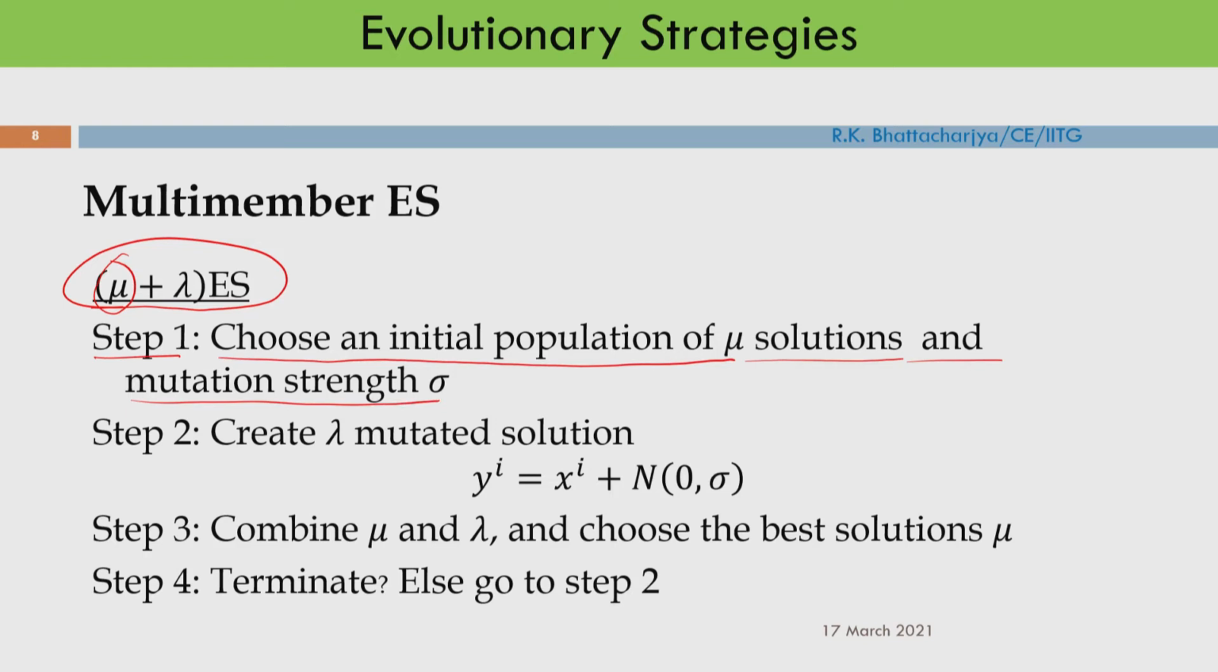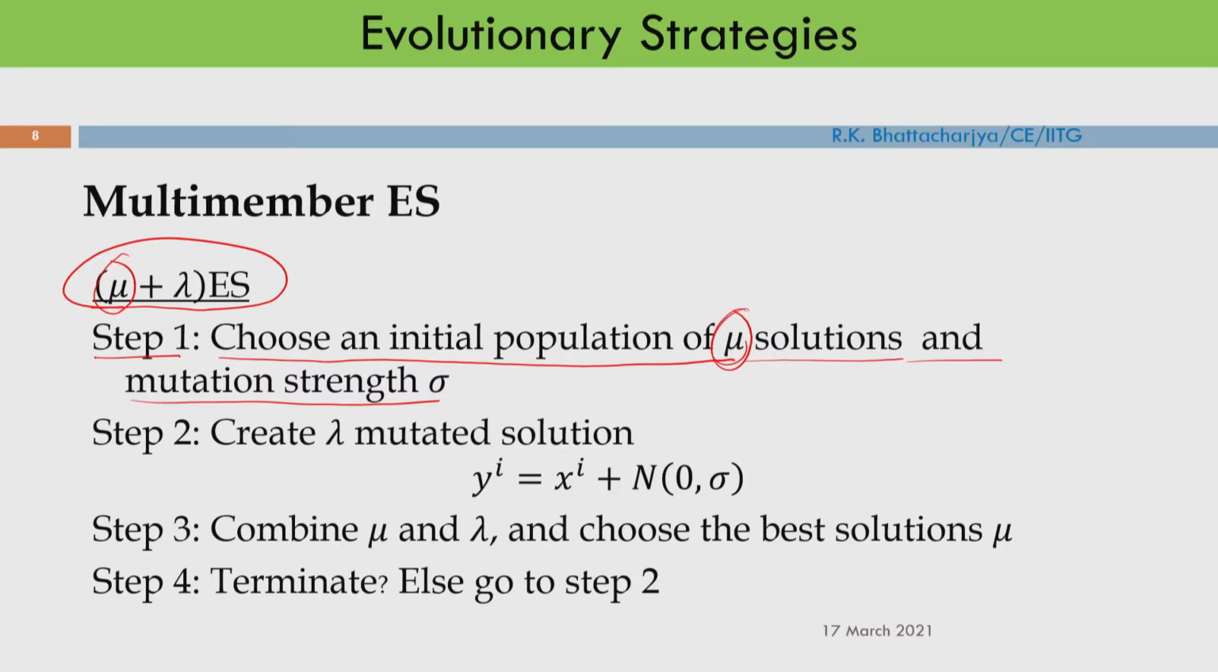So, what we are doing? We are creating a population, a mu population. That means there are mu numbers of solutions in that population. So, here this is not 1 to 1, but it is many to many. So, we have created mu solutions, and I can say that this is the initial population, or initial solution.